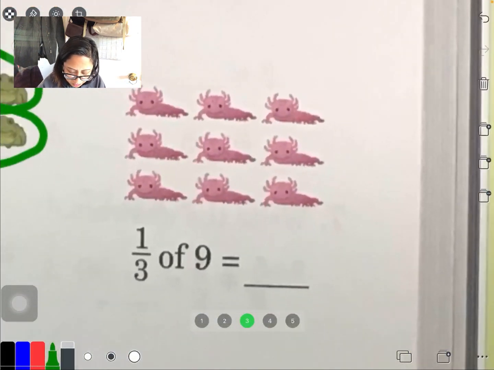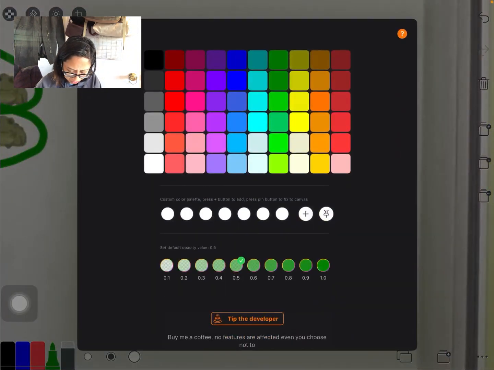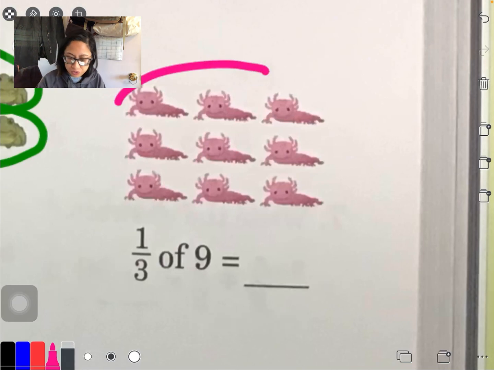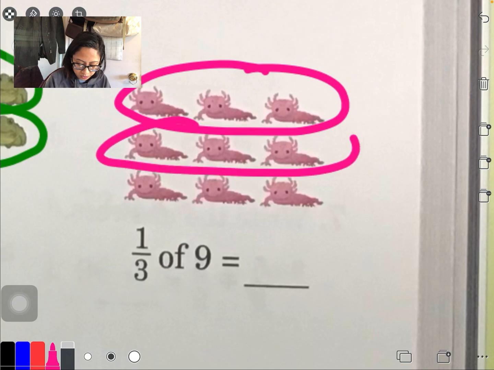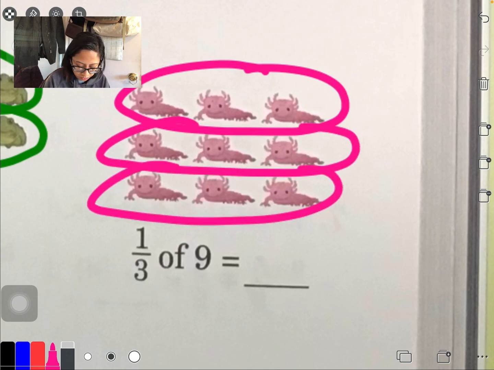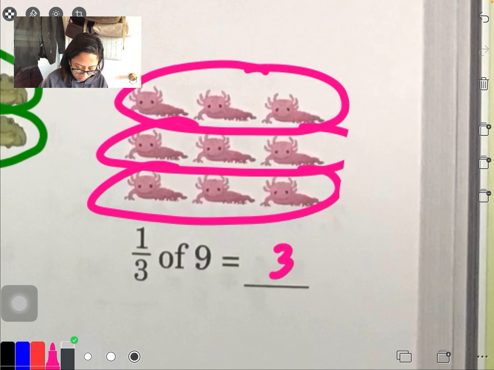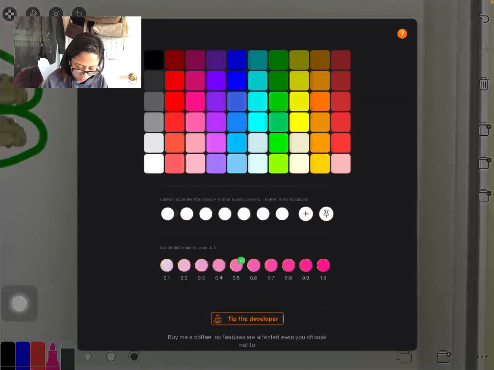I love these axolotls. Look how cute. They're like frogs, but with longer bodies and weird legs. Oh, cute. Pink. Okay. So I'm going to circle 3. I'm going to make sure that when I circle a group, there's 3 inside. 1, 2, 3. How many groups are there? 1, 2, 3. 3.